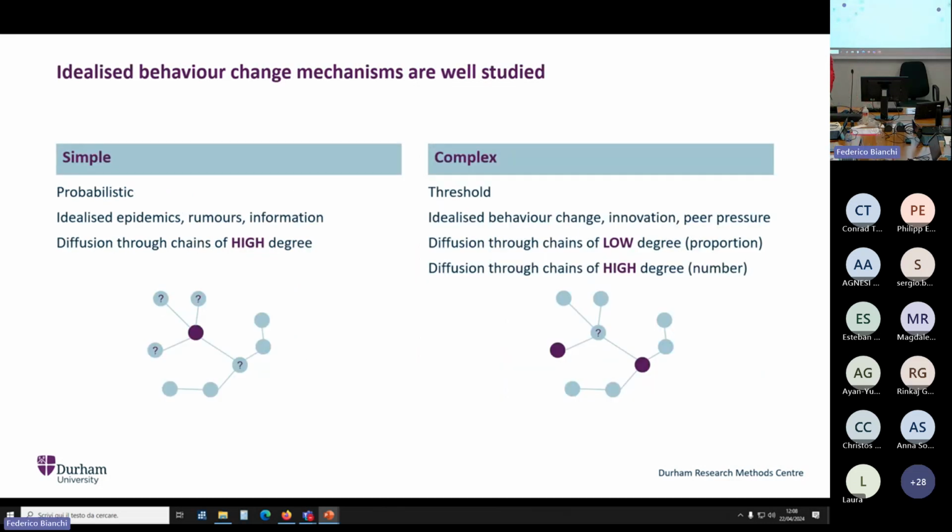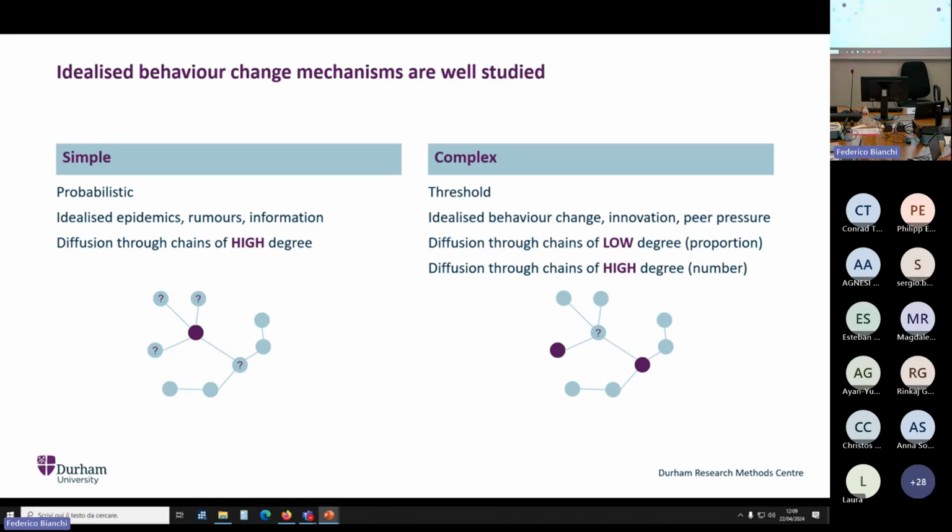We have very well established idealized behavior change mechanisms. We've just seen a paper about complex contagion, where you've got a threshold either of a proportion or of a certain number of neighbours. Once that threshold is exceeded, then there's some probability of adoption. This person has a couple of neighbours who have adopted the behaviour, so they've got a probability of adopting it themselves.